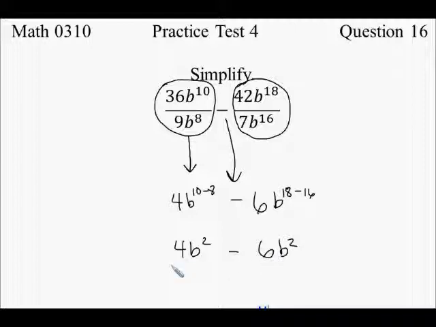So now we can see these become like terms because we have the same variable, both b's, and we have them to the same power. So these are now like terms, and we can now combine these since they're like terms. So 4b squared minus 6b squared, 4 minus 6 gives us negative 2b squared. And that corresponds to answer choice C.